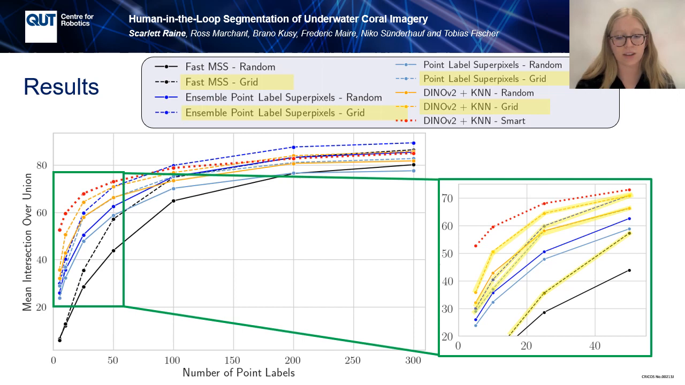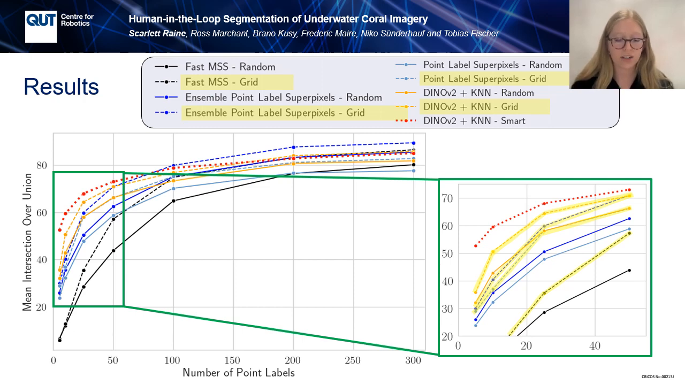We also evaluated the impact of using randomly placed points versus grid-spaced points and found that across the board, all approaches benefited from using the grid-spaced points. This is shown by the dotted lines now highlighted in yellow versus the solid lines for the random points.